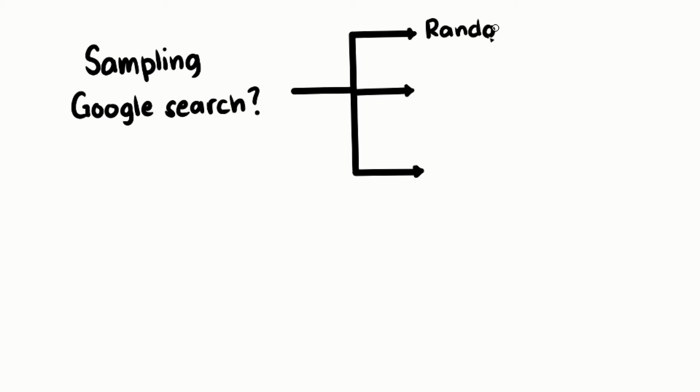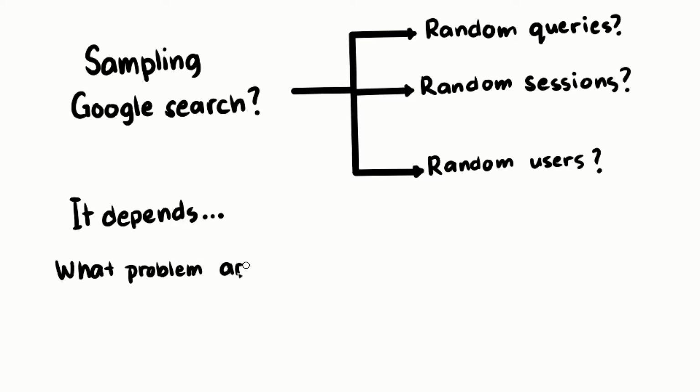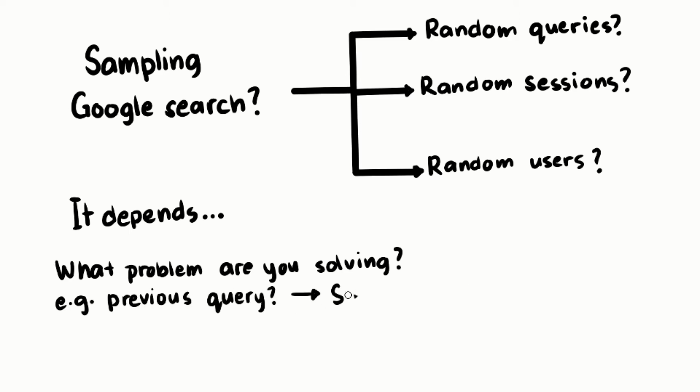At what granularity would you sample its massive amounts of data? Would you use random queries or random sessions or random users? Well, the correct answer depends on the problem you're trying to solve. What do you want to predict and what features do we want? So for example, if we are trying to use a feature called previous query, you would need to sample at the session level because sessions contain a sequence of queries.